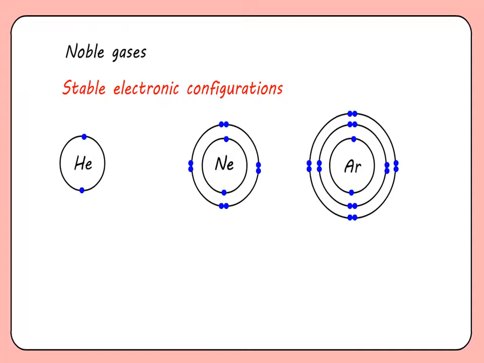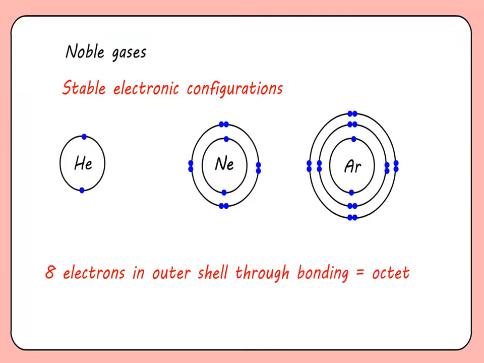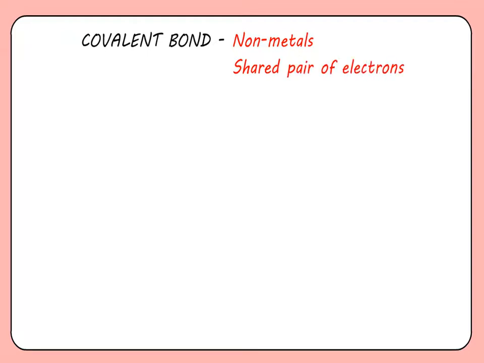When elements achieve 8 electrons in their outer shell through bonding, we say they have obeyed the octet rule. Covalent bonding generally occurs between non-metallic elements and involves atoms sharing pairs of electrons. This sharing can be shown with a dot and cross diagram.